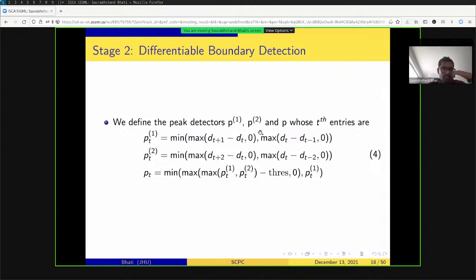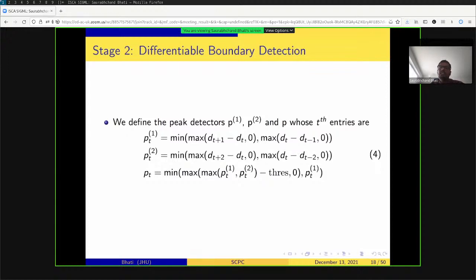And let's break it down. If you look at the left part, this left part is essentially comparing dt plus 1 and dt. And if you remember, a peak is defined as if dt is higher than both t minus 1 and t plus 1. So if dt is higher than t plus 1, then this will be positive, and max of positive and 0 will be something positive. If dt is lower than this, then it'll be negative. And the right part is essentially comparing dt and dt minus 1.